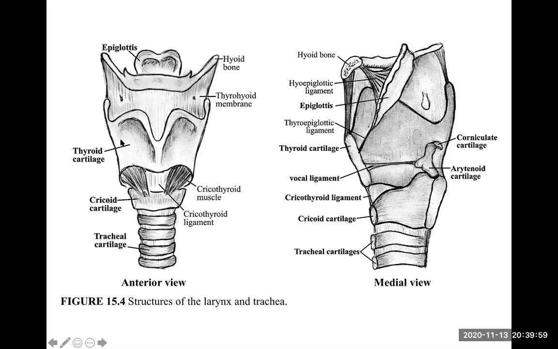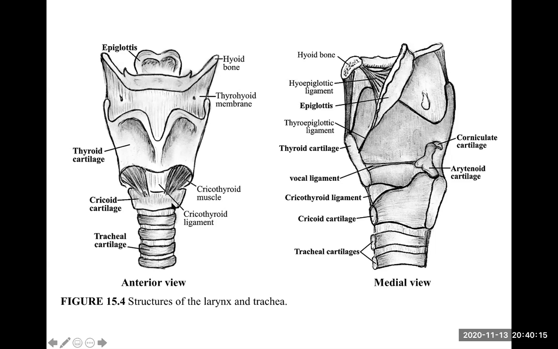Here's the thyroid cartilage, the biggest cartilage with the Adam's apple in front. Here's your epiglottis, which is that kind of tongue-like structure, the flap that will close down over the larynx when you swallow food so that food doesn't go down into your windpipe.